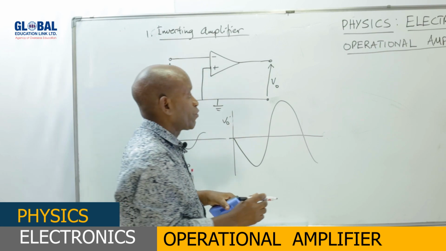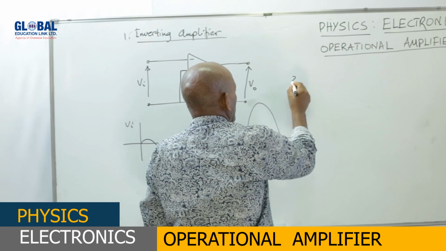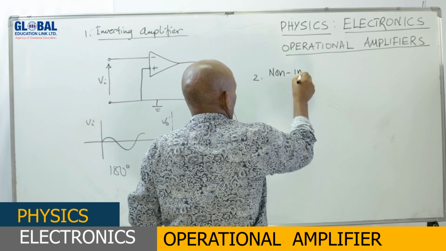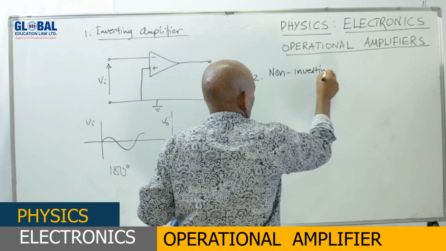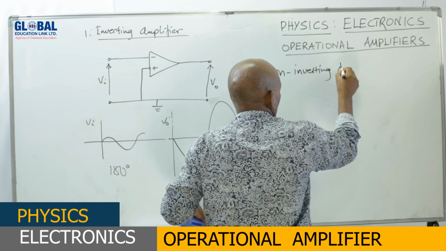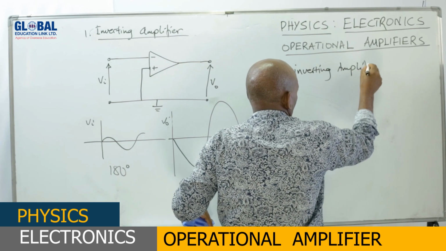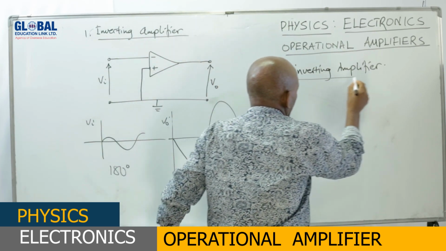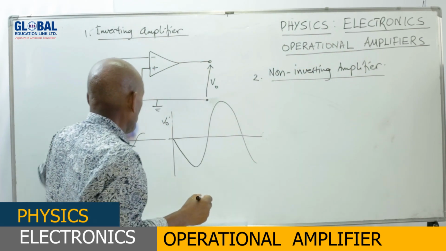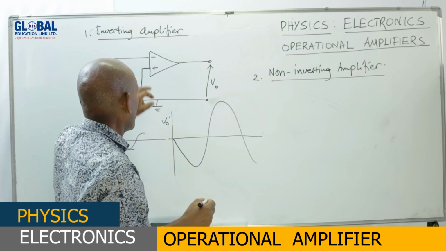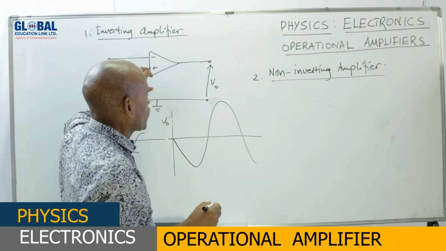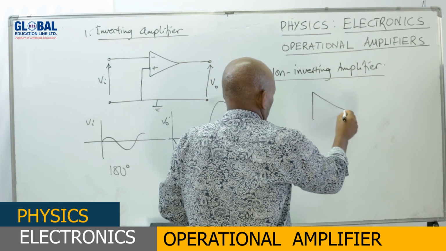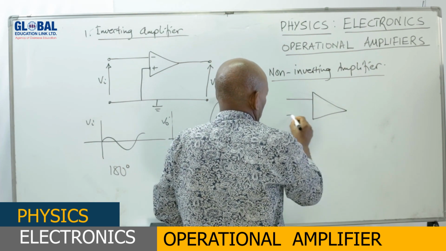The second case is whenever an operational amplifier is used as a non-inverting amplifier. Whenever it's used as a non-inverting amplifier, we have the opposite of this: our signal comes through the non-inverting terminal. And the operational amplifier will be connected in this way.